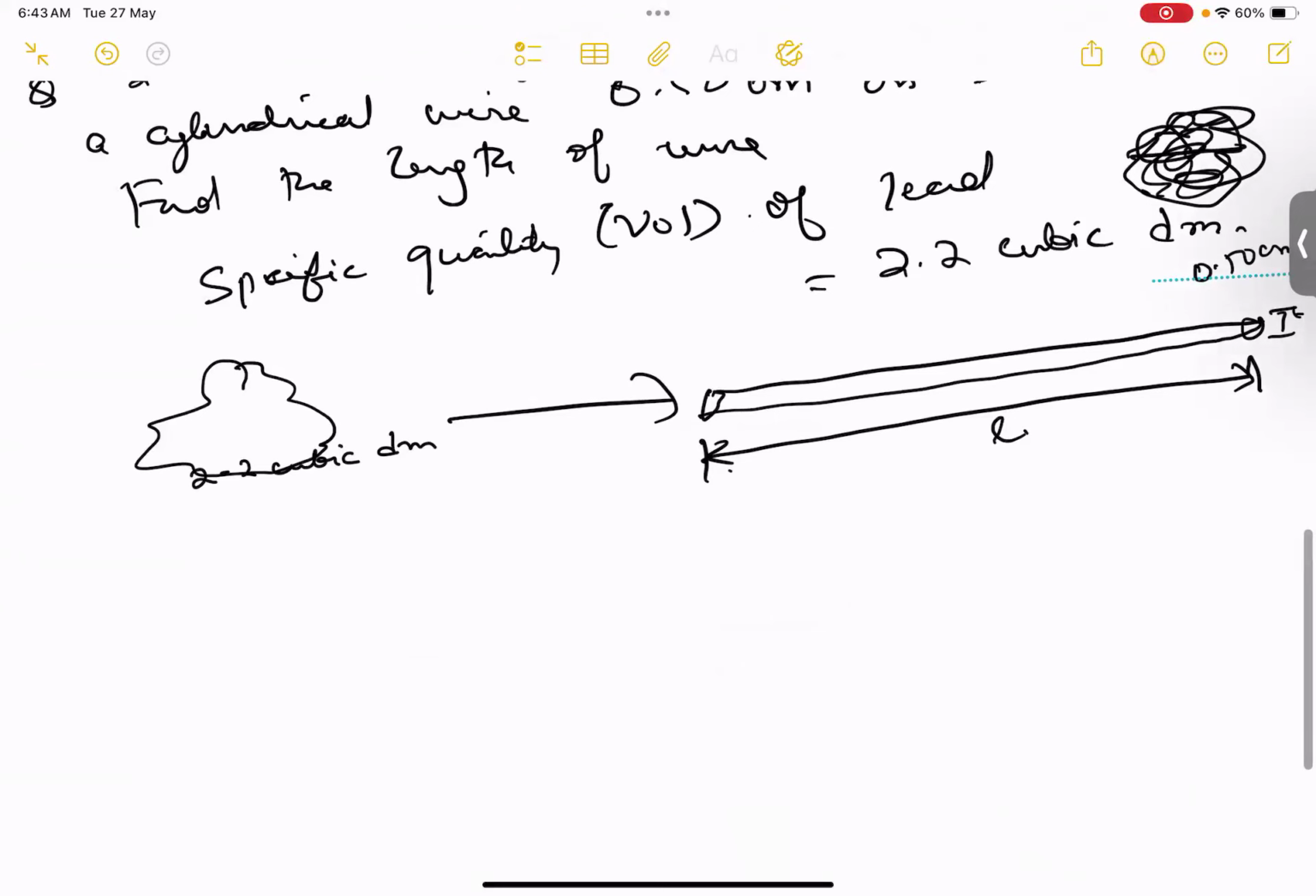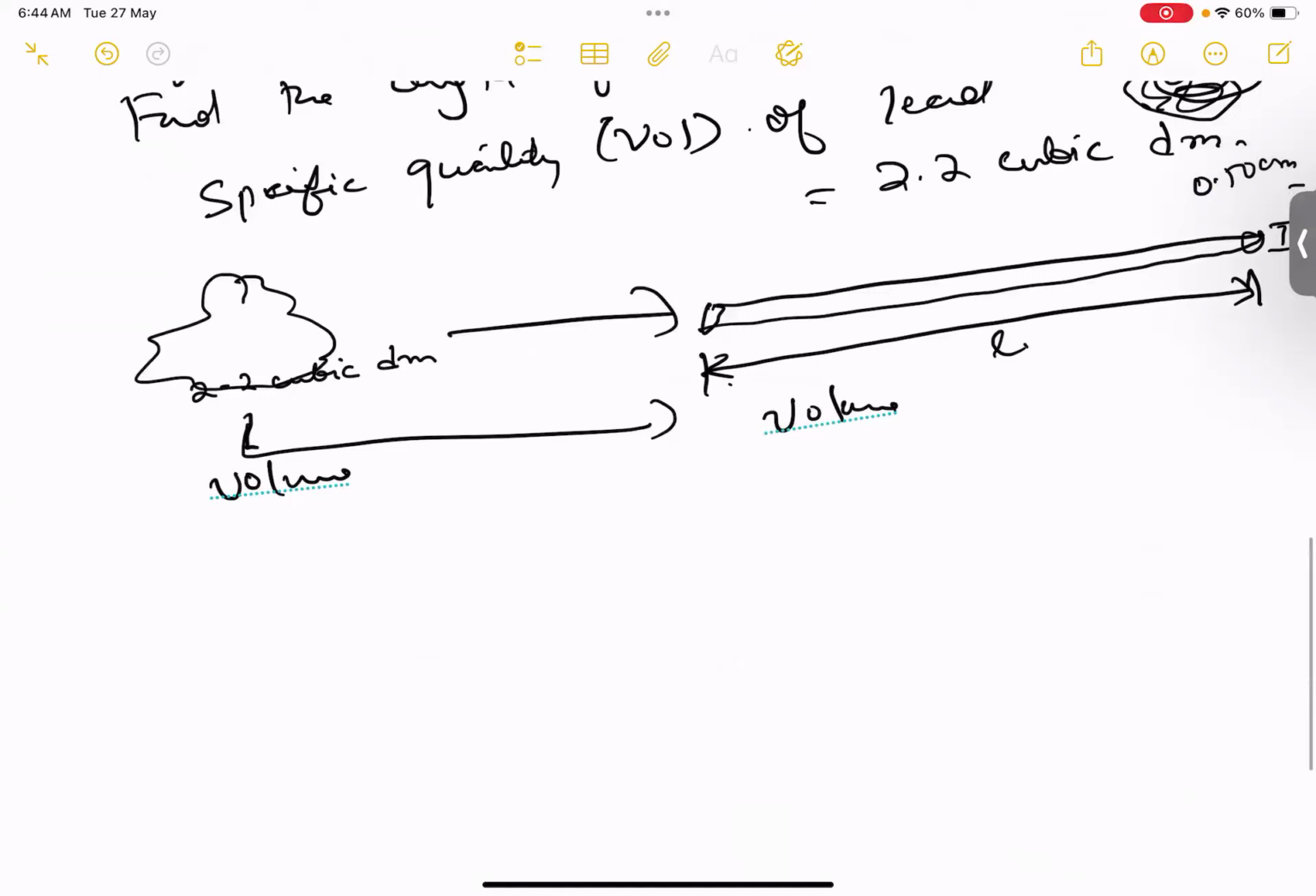Since the same quantity of lead is used to make the wire, the volume will be the same. When we are dealing with quantity, just remember it's the volume. So the same volume of lead is being used to make the wire. Now, this is a direct question.